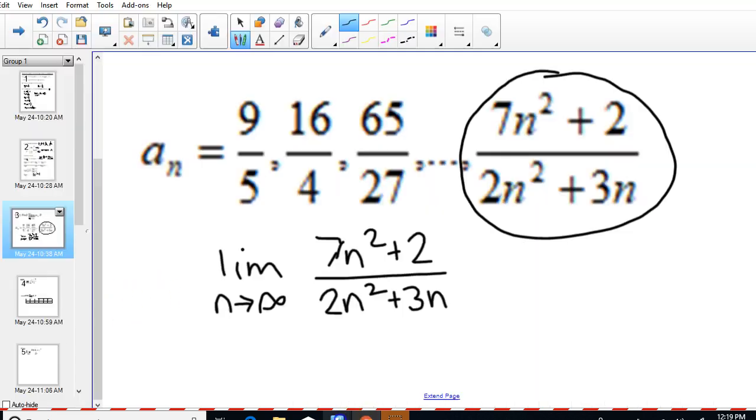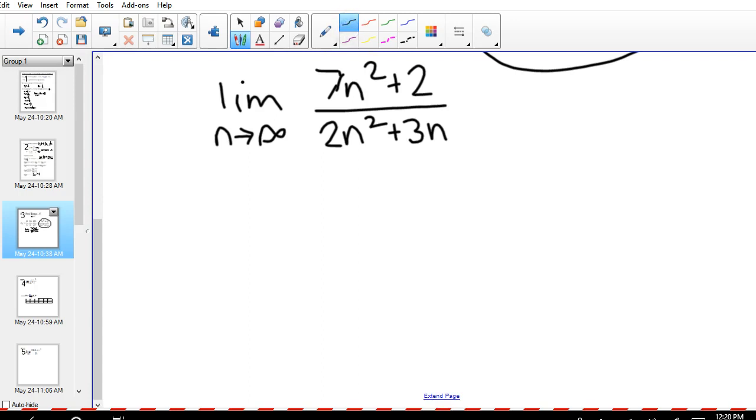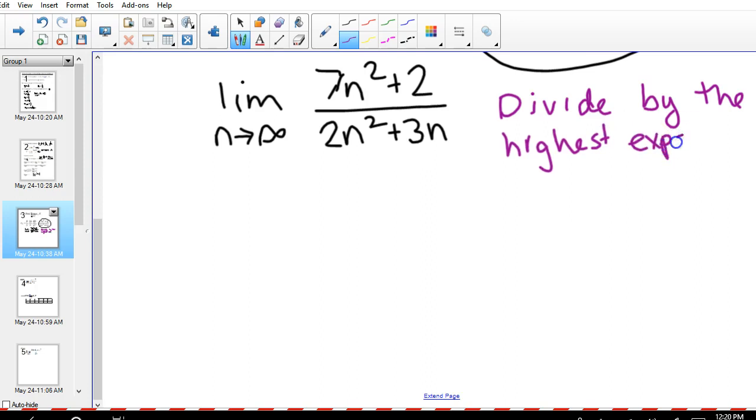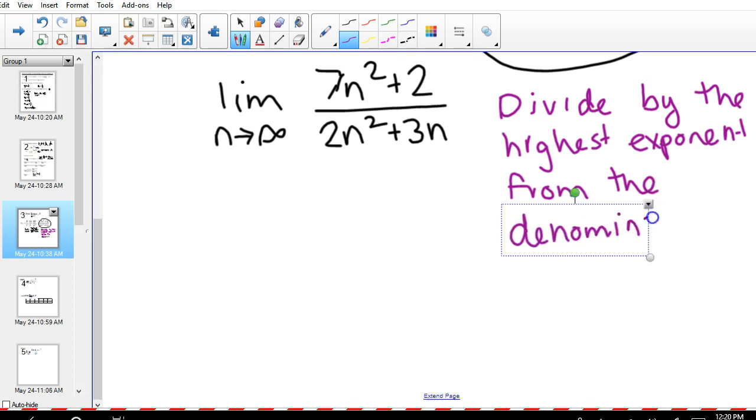So let's go back to this over here, and I'm going to show you how we can figure it out without just guessing. So, this may seem a little strange, but what we're going to do to evaluate this limit in this case is we want to divide by the highest exponent from the denominator. Okay, so always the highest exponent, but the highest exponent from the denominator, not the numerator. Sometimes the numerator is higher.